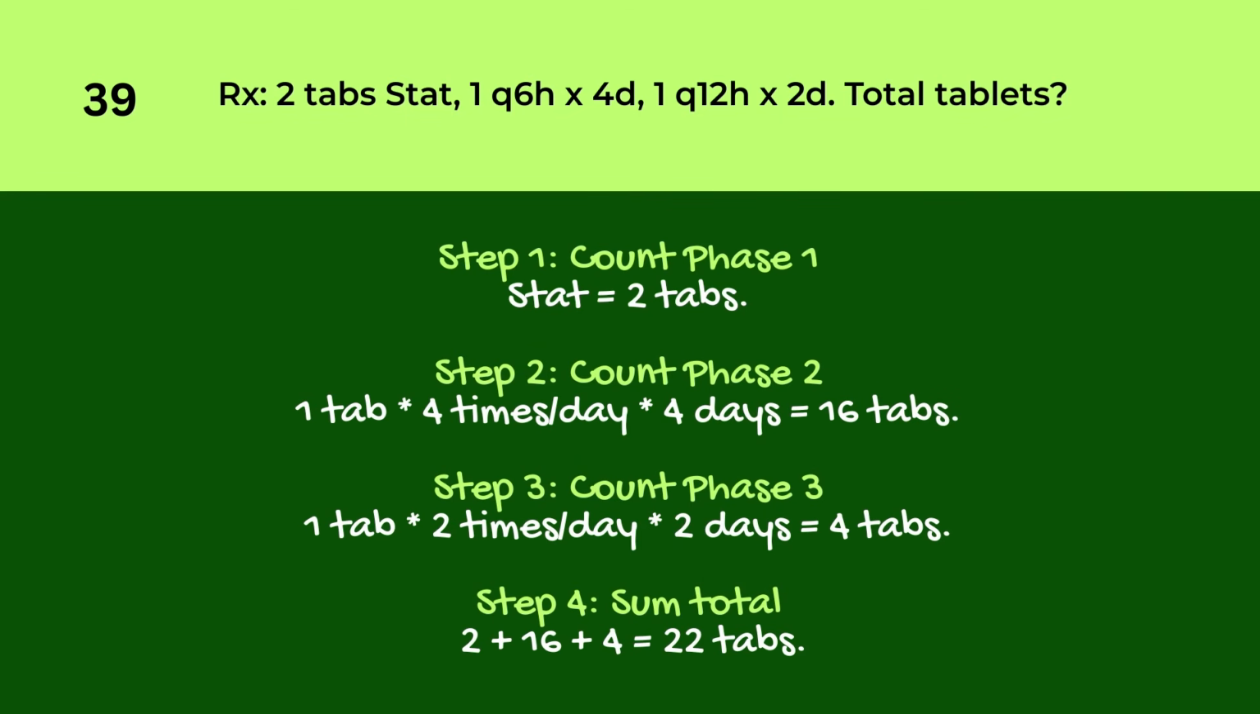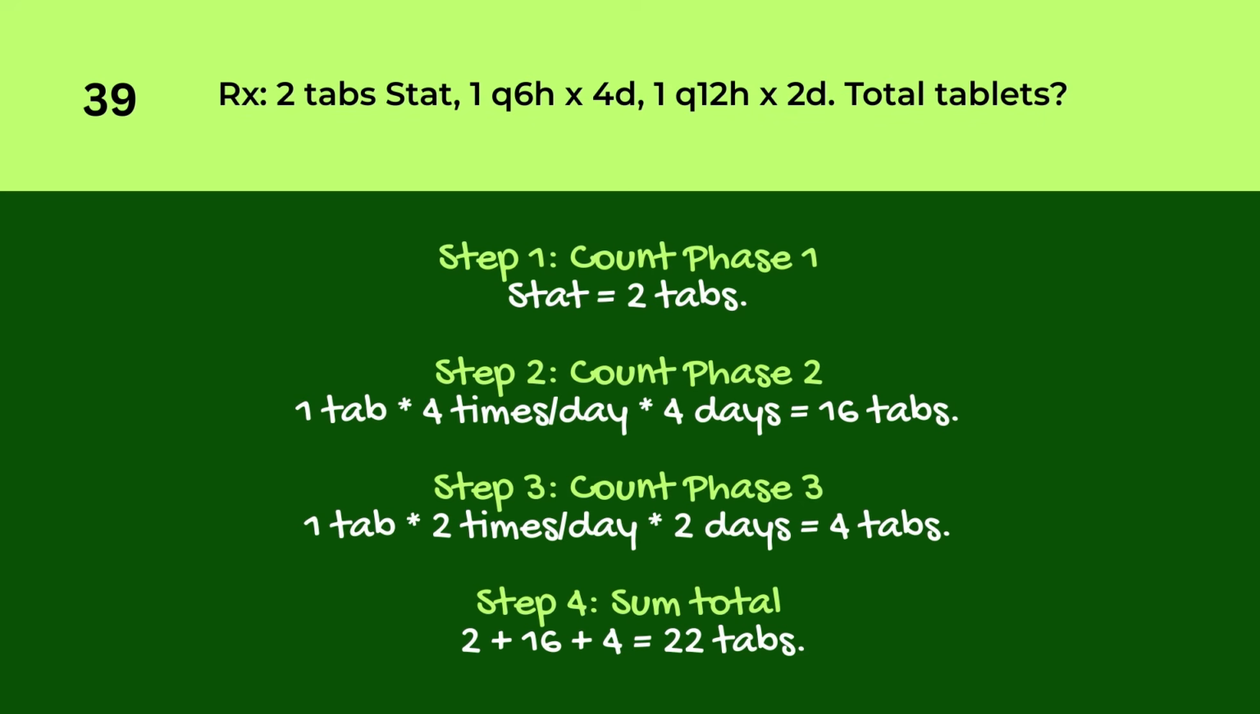The best way to solve this is to break it down into phases. Phase 1 is the stat dose, which is 2 tablets immediately. Phase 2 is 1 tablet every 6 hours for 4 days. Every 6 hours means 4 times a day. So, 4 tablets a day times 4 days equals 16 tablets. Phase 3 is 1 tablet every 12 hours for 2 days. Every 12 hours means twice a day. So 2 tablets a day times 2 days equals 4 tablets.